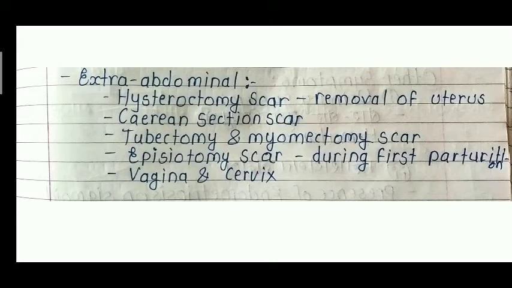So next is Caesarean section scar. The scar which is formed during the Caesarean is called a Caesarean section scar, and this leads to extra abdominal endometriosis. Third is tubectomy and myomectomy scar. Fourth is episiotomy scar, the scar which is formed during the first parturition. In some cases, not in all cases, sometimes a scar or any injury is formed during the parturition or delivery of a baby, which leads to extra abdominal endometriosis.